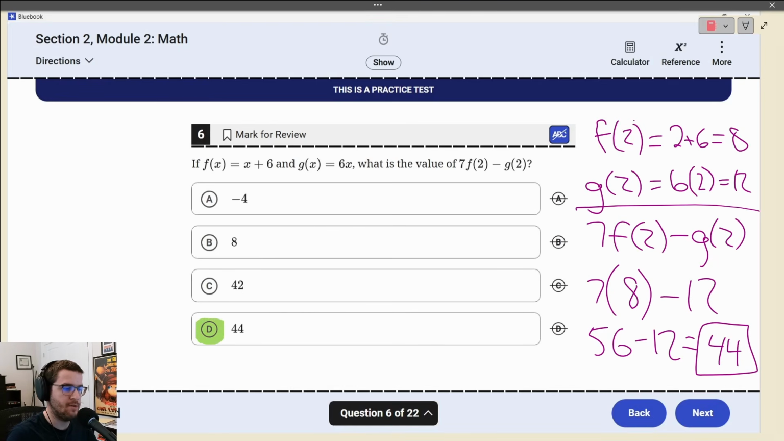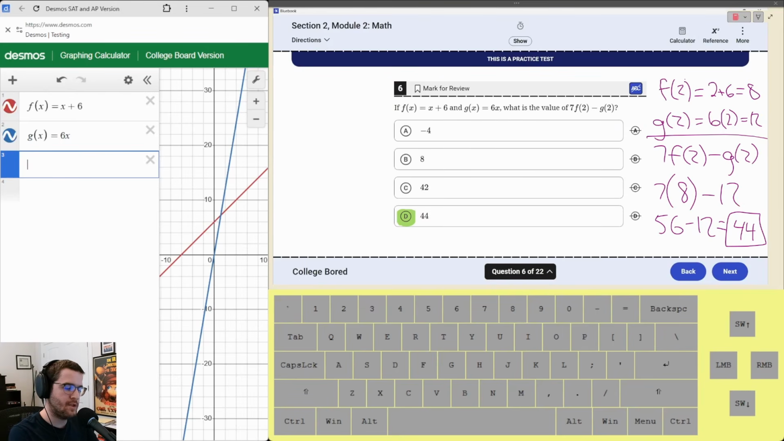This is way faster to do on Desmos. Let's go do that. Okay, so all I did was just type the two functions in. Now on the next line, I'm going to type in 7f of 2 minus g of 2, and we get 44.